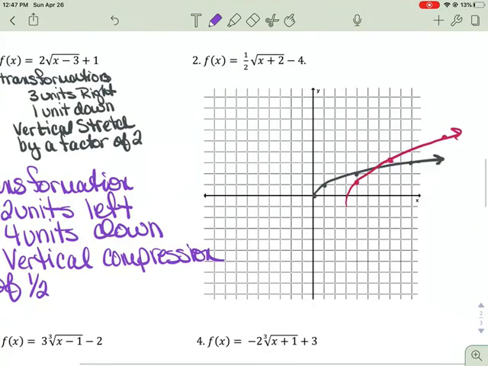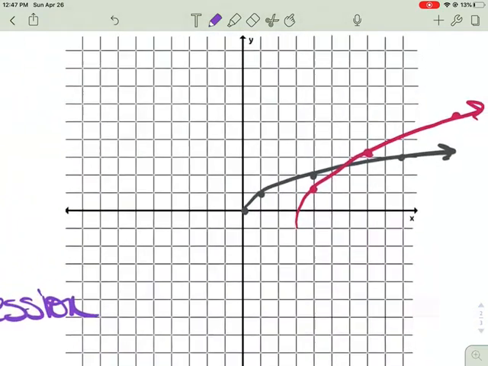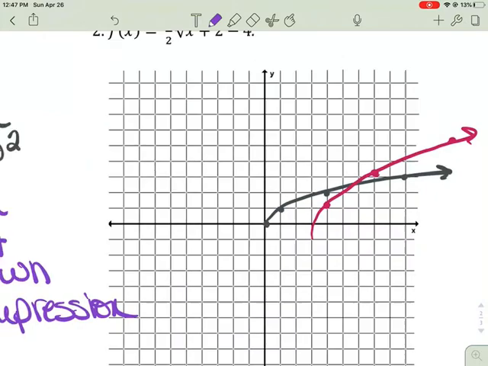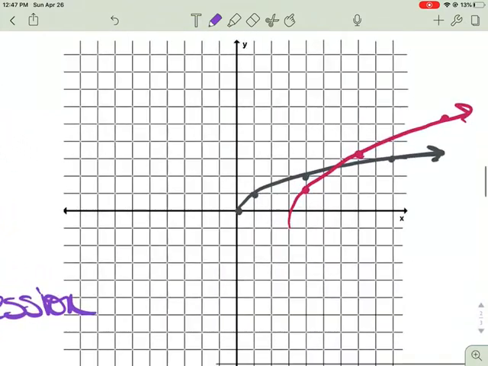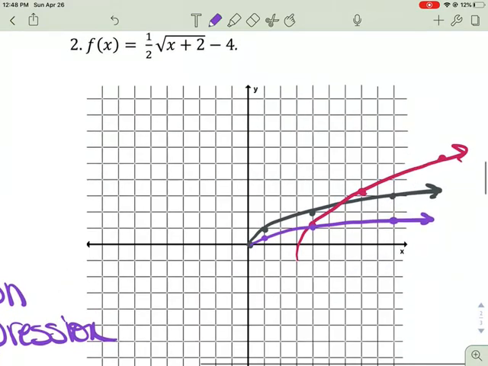Okay, so there's my original again. Here's my original graph, and I'm going to multiply all the y values by a half. So 3, that's 1.5. Okay, so here's my compression. Notice it's closer to the x-axis. And I'm going to move it 2 units to the left and 4 units down.